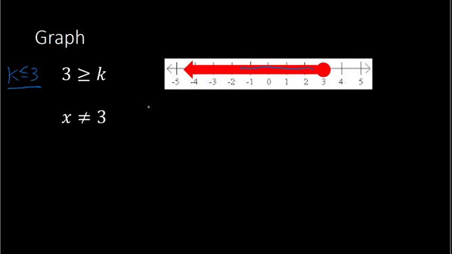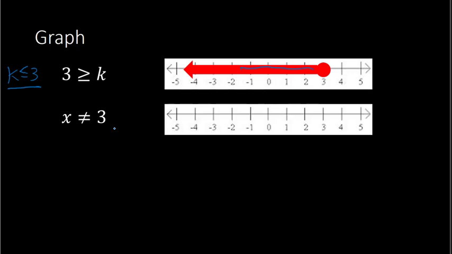Now if I had x is not equal to 3, what that means is that x can be anything except for 3. So x can be bigger than 3, x could be smaller than 3. The only thing is x cannot equal 3, so I put an open circle here at 3, not shaded in, because x will not equal 3. All right, so this would be the graph of x is not equal to 3.